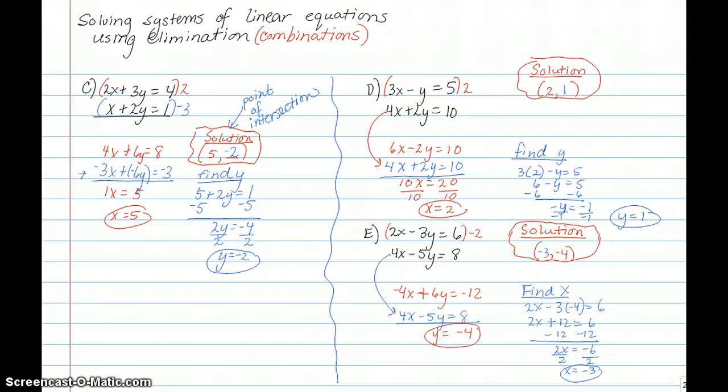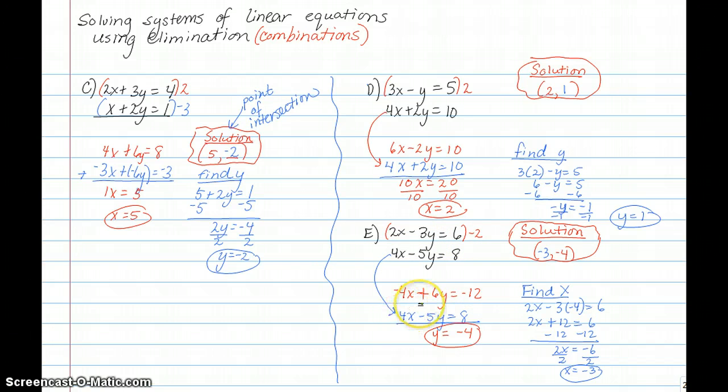Okay, now looking at letter E, 2x minus 3y equals 6, and 4x minus 5y equals 8. The easiest pair of opposites would be to make this negative 4x. So we're going to multiply through by a negative 2. Negative 2 and 2x is negative 4x. Negative 2 and negative 3y is positive 6y. Negative 2 and 6 is negative 12.